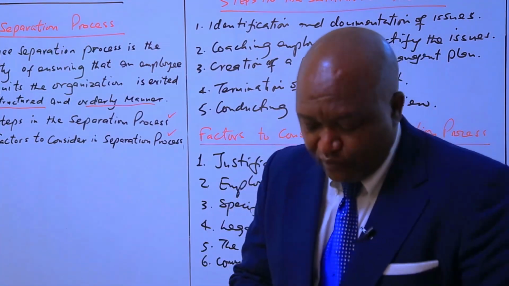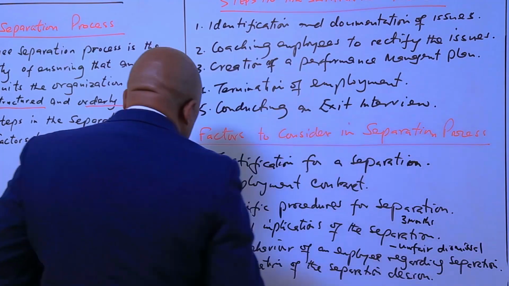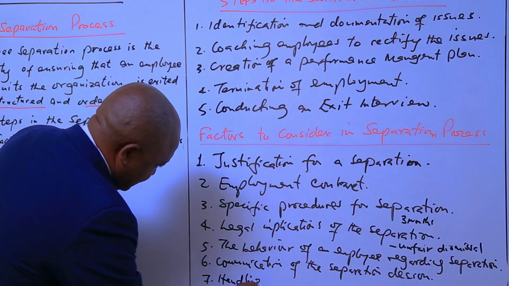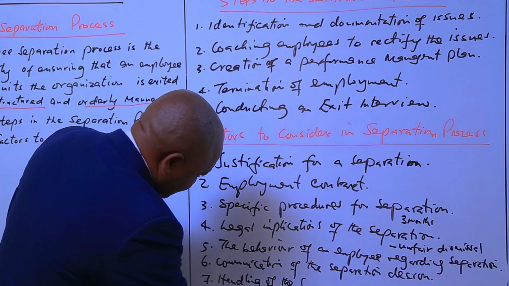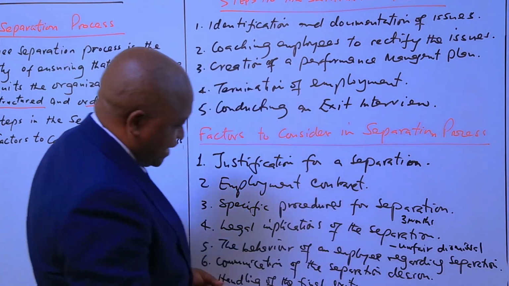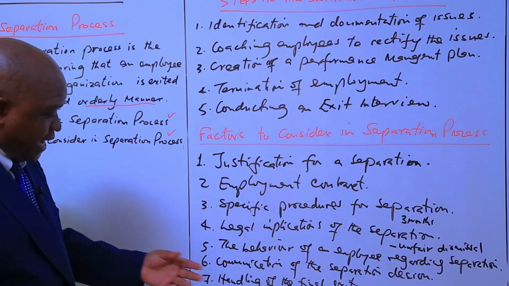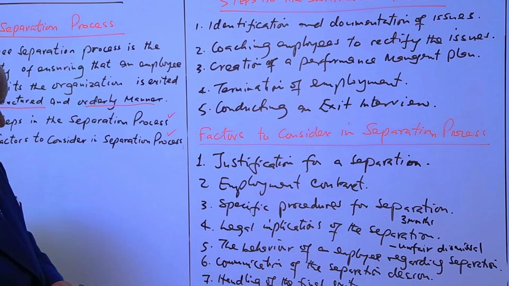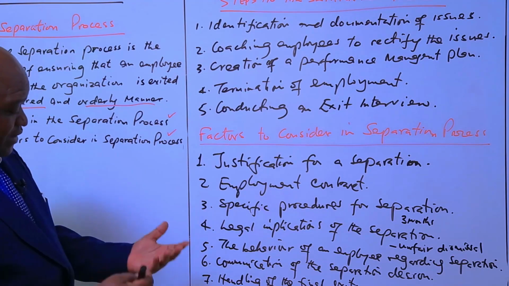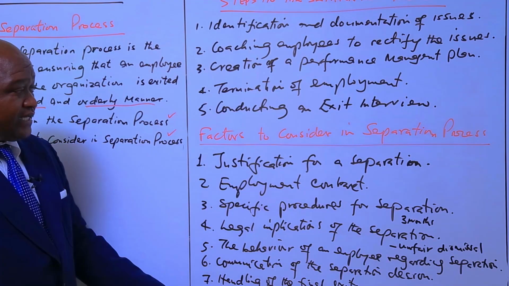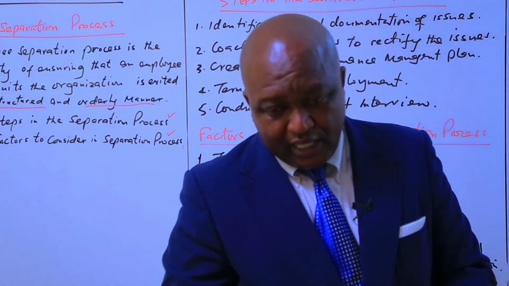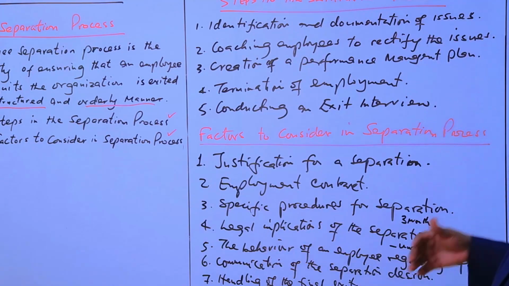Then handling of the final exit. So an organization has to consider, if it is a senior manager, who should handle the final exit. Maybe the board chair. If it is maybe a head of a department, maybe the CEO. If maybe it is a supervisor, maybe the manager or the human resource department. So that again must be considered very effectively to ensure that an organization handles the separation process effectively.